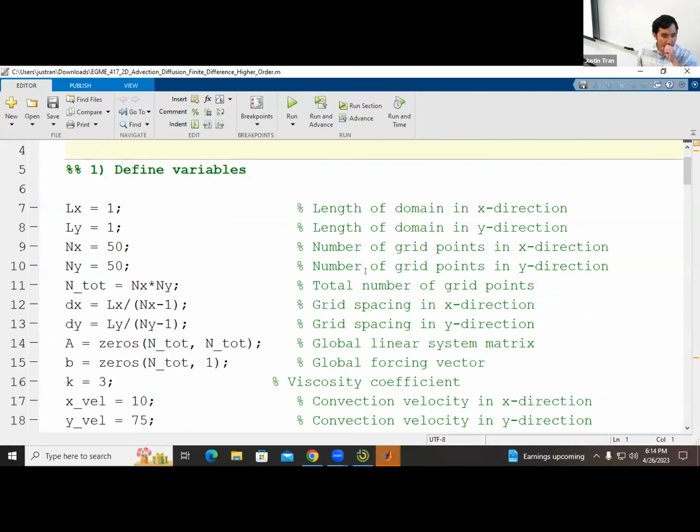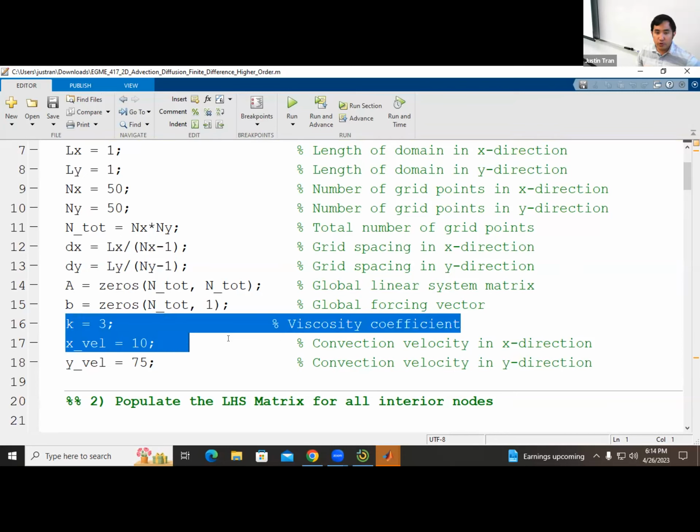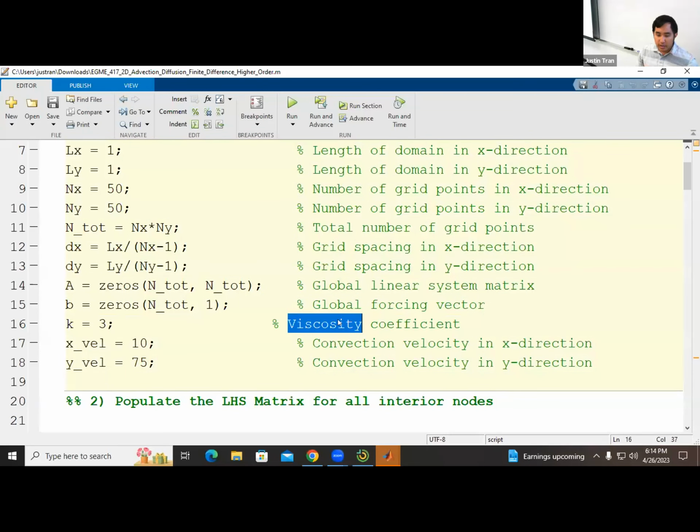All right, so this is the implementation of the problem that we were just going over for the example. You can see here that we have a length of 1 in each direction. The number of nodes in each direction is 50. So we have all our usual stuff here. We have the grids, we compute the grid spacing, and we have variables for the diffusion coefficient. I should say diffusion. Sometimes I say viscosity, because viscosity is diffusion for fluids. And we have the x velocity and the y velocity.